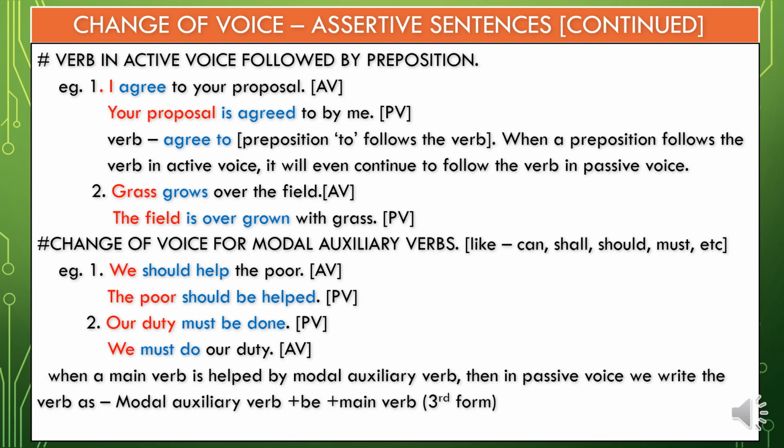It will be retained. I agree to. Here the preposition to follows the verb agree. So while changing it into the passive voice, it will not become your proposal is agreed by me. It will become agreed to by me. Okay. Then grass grows over the field, and here it will become the field is overgrown with grass.